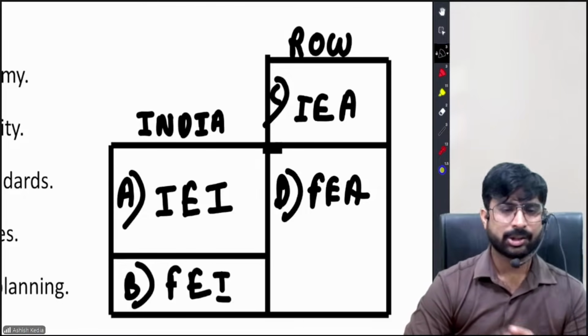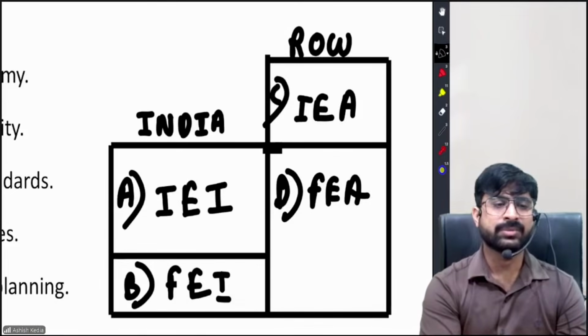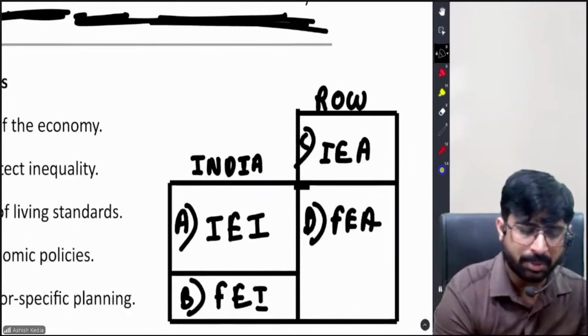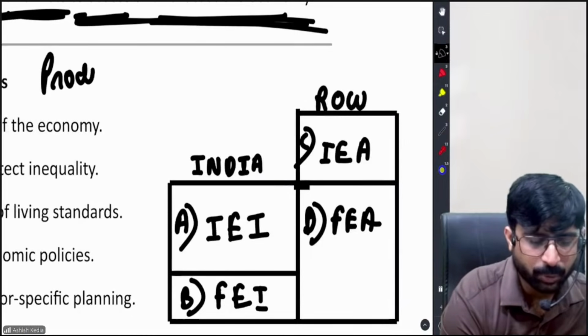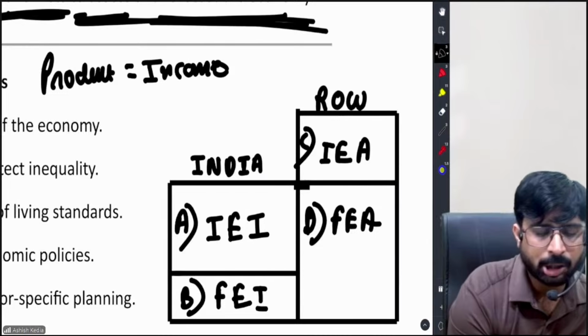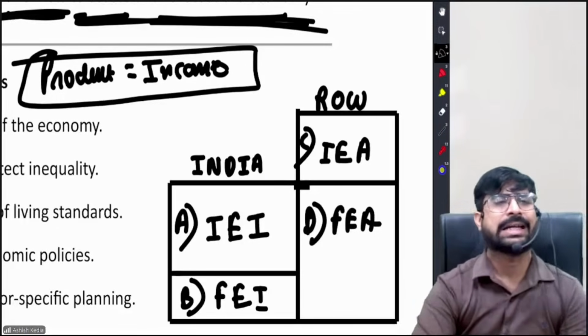Written? Now, first of all, students, I will be using a term, product. You should remember, whenever I say the word product, you should use it interchangeably with the word income. Product and income can be used interchangeably.